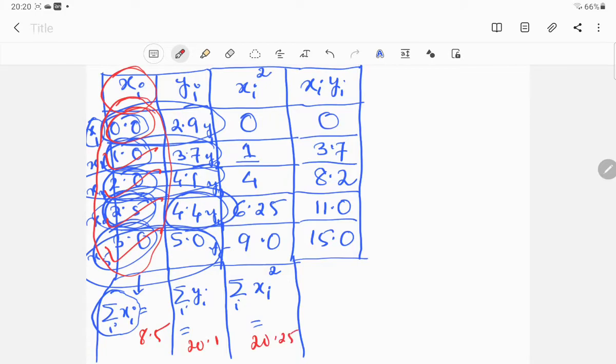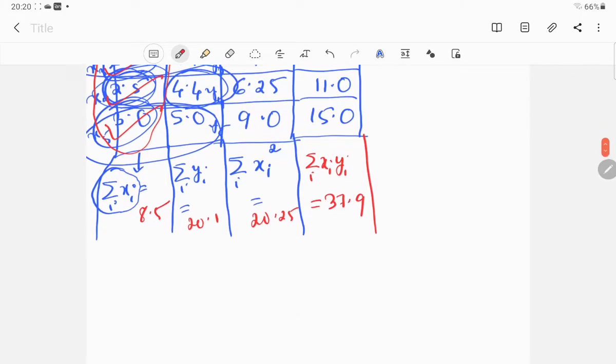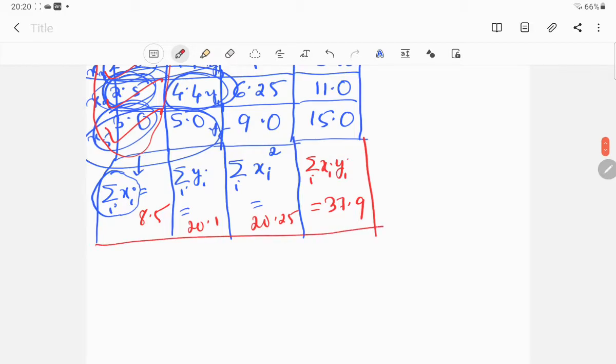20.25. Okay, and then you need to find out summation xi yi. That is equal to 11 plus 15, which means 26, plus 8 is 34.2, then 34.2, then 37.9. All right, so these values we have already got.